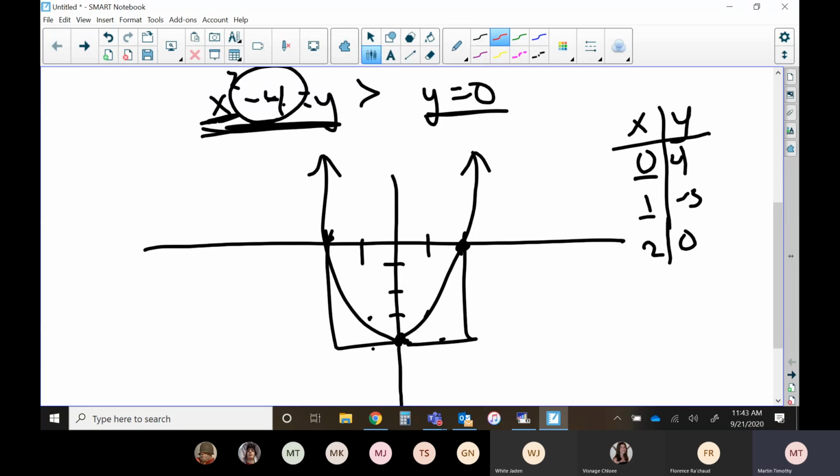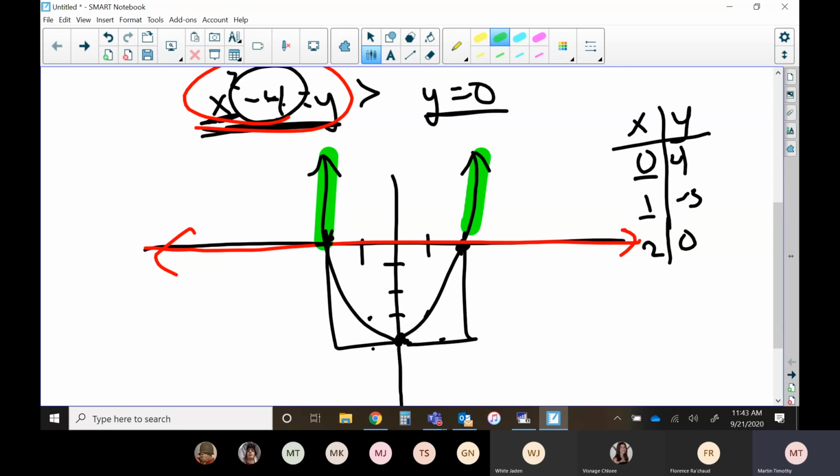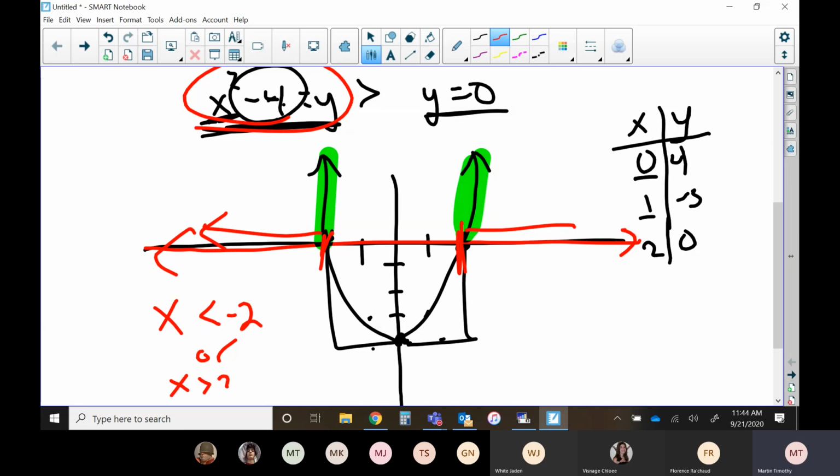And then y equaling 0 is this line right here. And I want to know, when is this graph bigger than that? Well, it's bigger than that right here and right here. So my answer would be, your x has to be less than from here over, so it has to be less than -2. Or from here over would give you bigger. X has to be greater than 2. So that would be my answer.